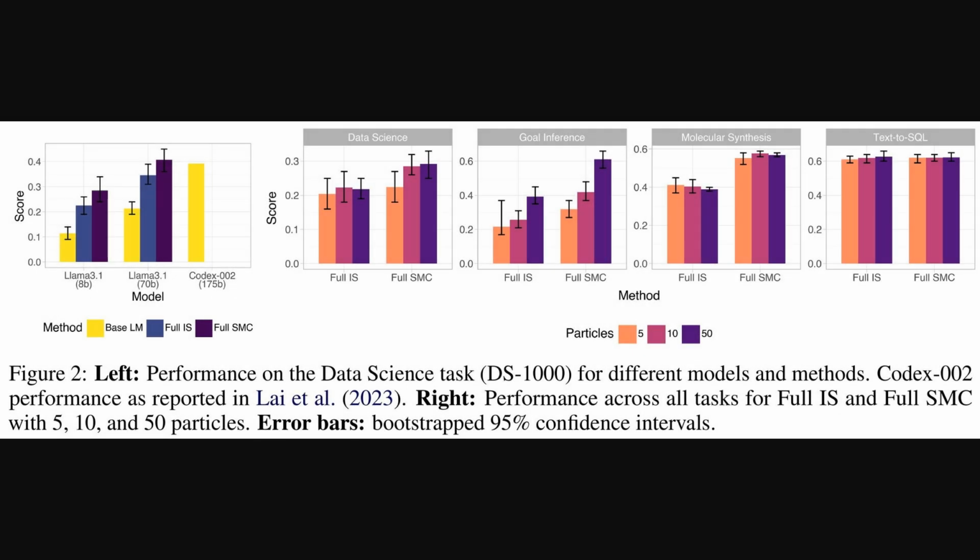Okay, so moving to the results in Figure 2, these bar charts really drive home the performance benefits. On the left, you can see how full SMC boosts even the smaller llama model on the data science task, getting closer to much larger models like Codex. And then on the right, across all the tasks we saw in the table, full SMC generally matches or even beats importance sampling, but often with significantly fewer particles, highlighting its efficiency.